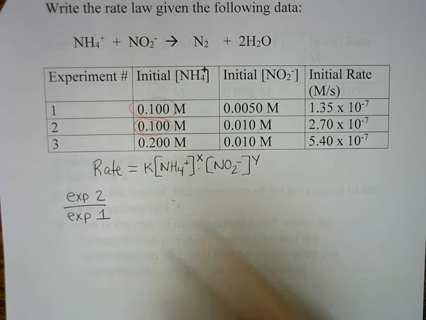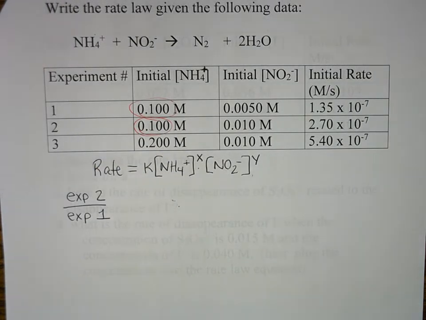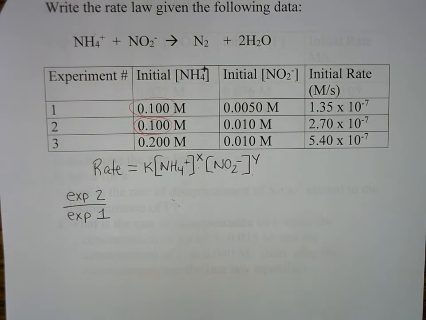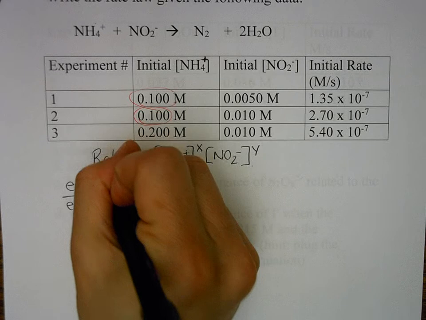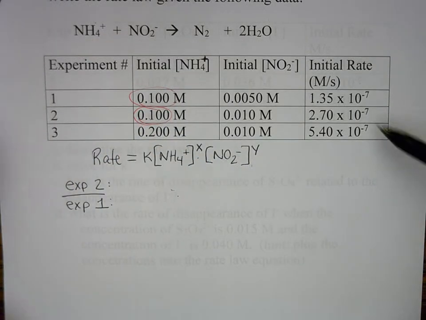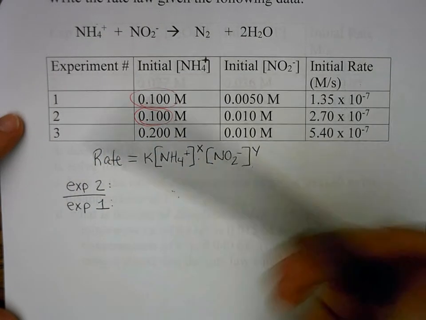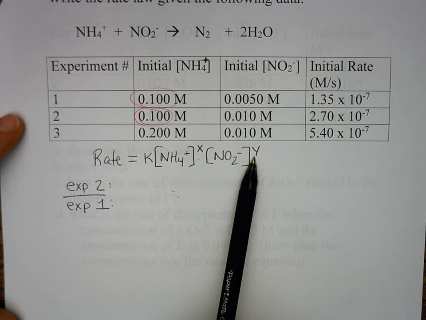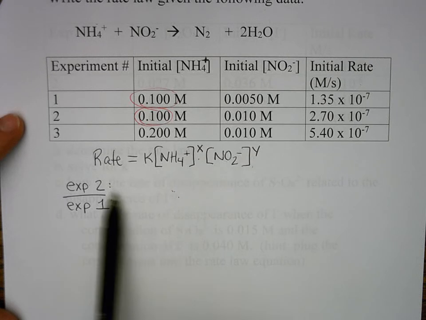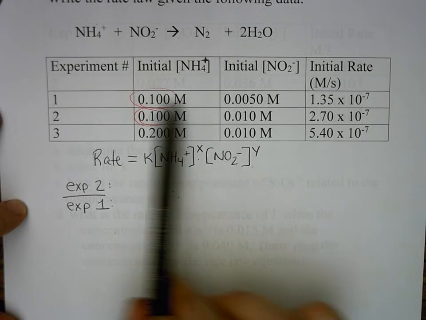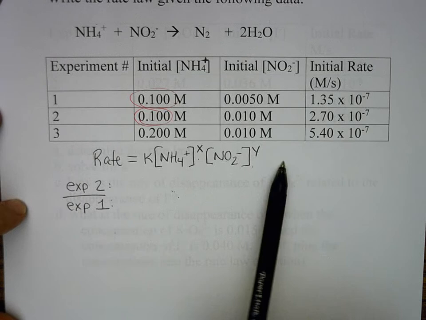The whole purpose of that is going to be to solve for x and y. Okay, that's why I'm doing all of this, is to solve for x and y, which will tell me what order the reaction is. So I'm going to take my numbers from experiment 2 and put them in this equation. And then I'm going to put it over, and I'm going to take all the numbers from experiment 1 and put them in this equation. So we'll start with experiment 2.